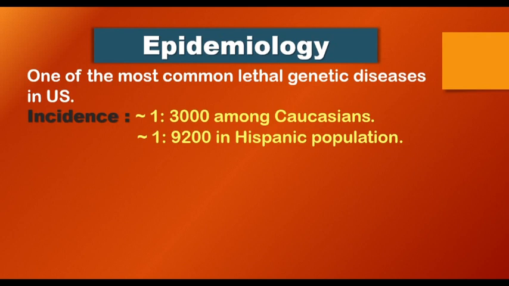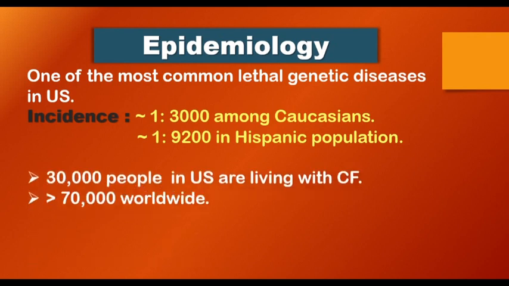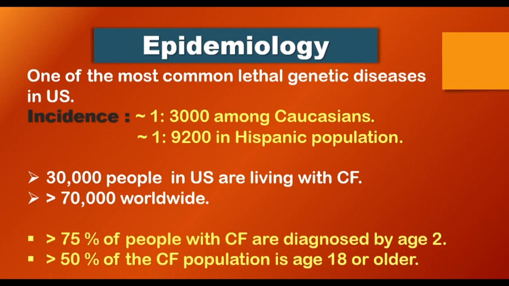It accounts for more than 70,000 cases worldwide, while in America it affects about 30,000 people living with cystic fibrosis. More than 75% of people with cystic fibrosis are diagnosed by age 2, so diagnosed early because of the early manifestation of the disease. Nowadays, more than 50% of the cystic fibrosis population is age 18 or older, and this indicates something we will talk about later in this part of the lecture.